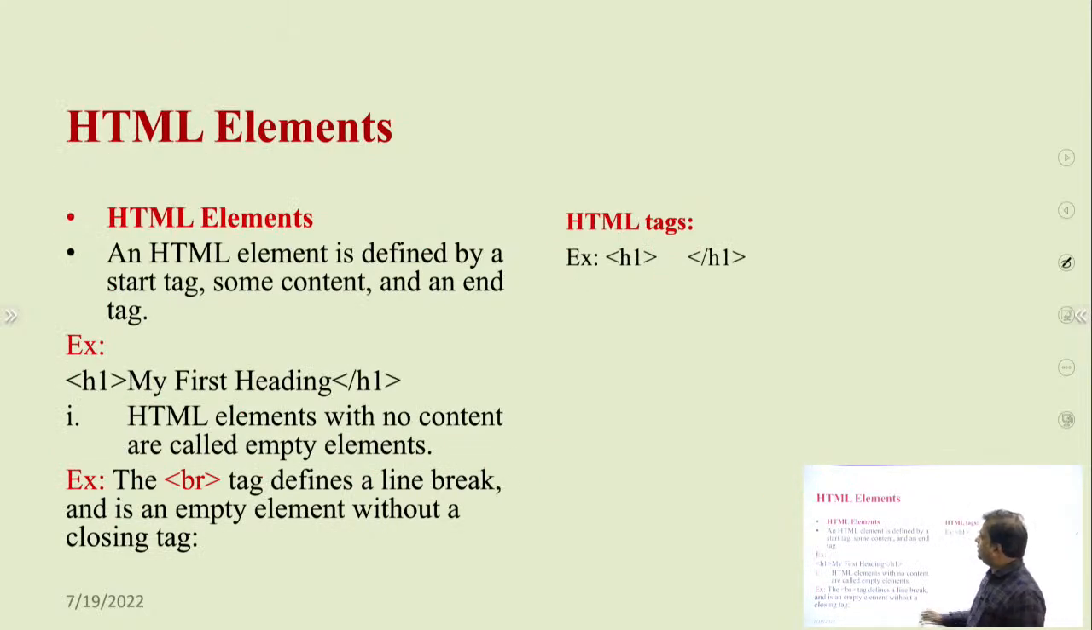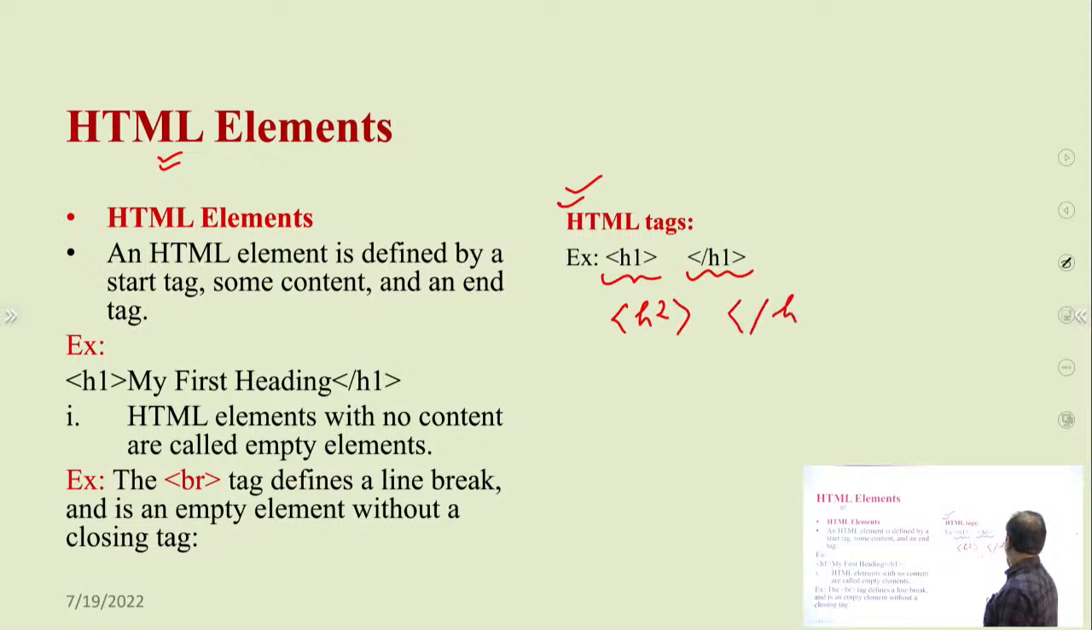So the next thing is how we write the HTML. We have learned the HTML. What we have to learn now are the HTML tags. For example, heading 1 close, heading 2 close, right? So these are called tags.